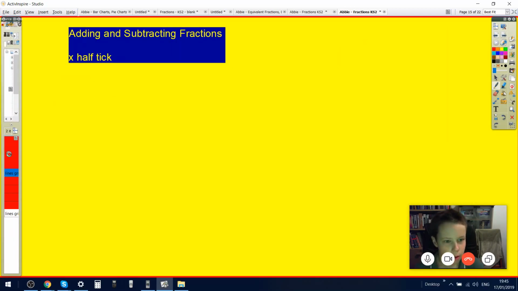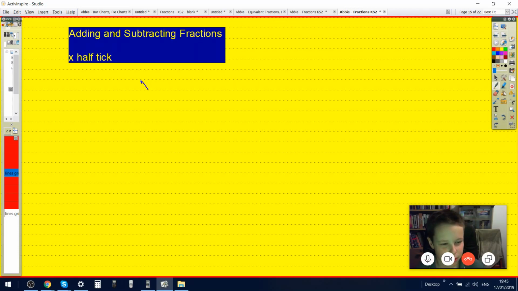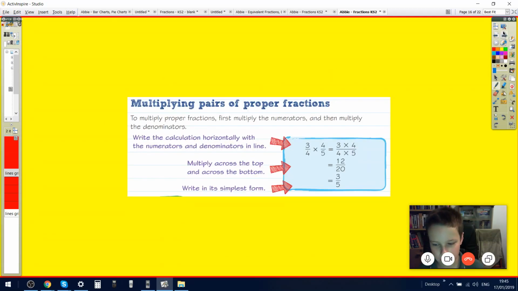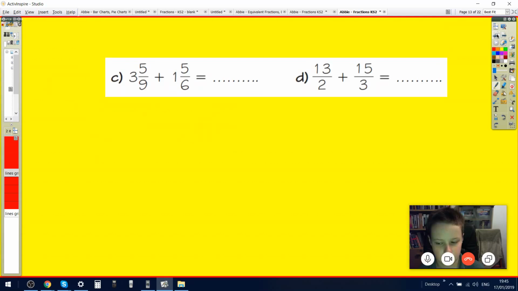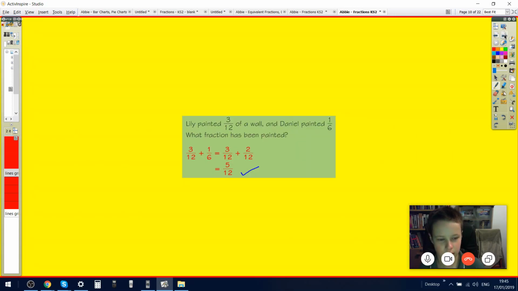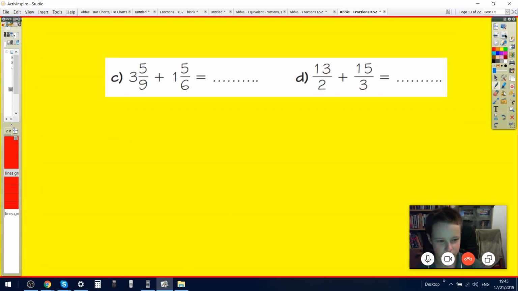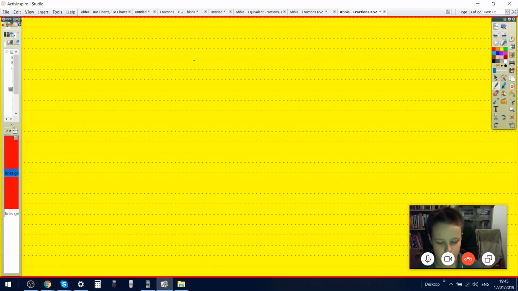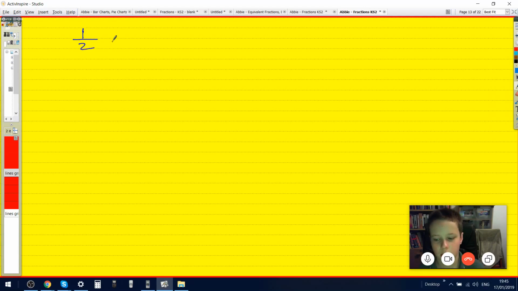So adding and subtracting fractions, what would you give yourself? Maybe between a half and a tick, or a tick. Okay, I'll leave it there for now. So I want to stick with adding fractions. Would you know how to add 3 fractions together? I might do. So let's take this one. What would be a half plus a third plus a quarter?